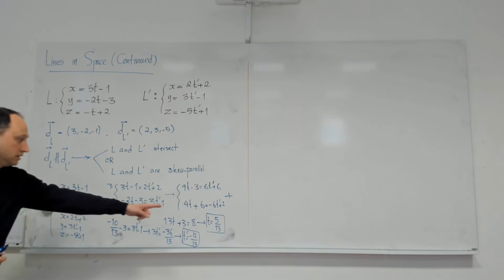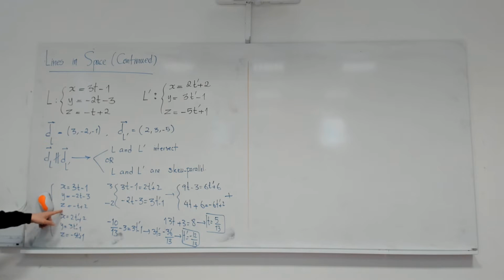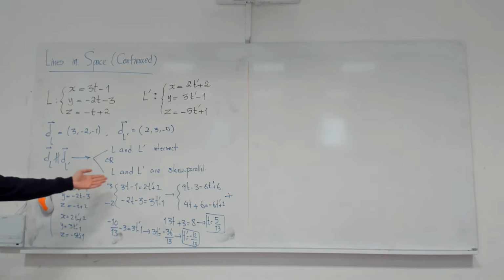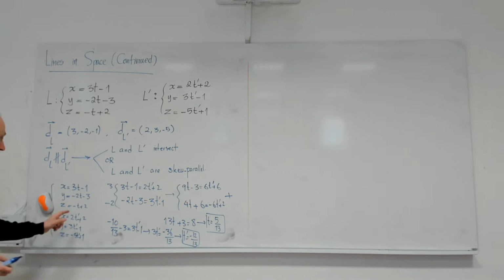So I put t here to calculate z, and I put t prime here to calculate z. If these z's are also the same, then they are intersecting. If they are not the same, then they have to be skew parallel. Yes? So let us check.